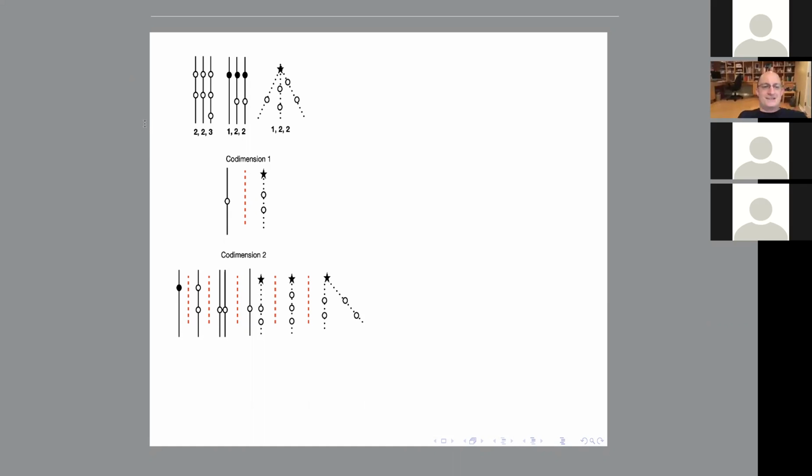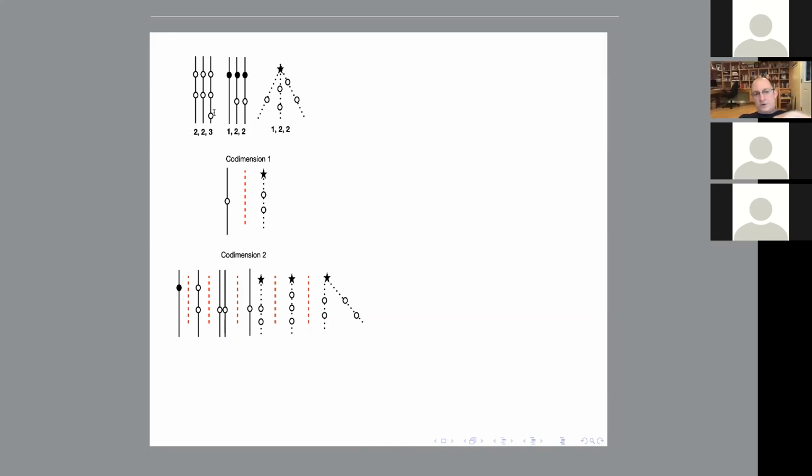Here is the partition 2, 2, 3, the partition 1, 2, 2, and the partition 1, 2, 2. What you do is you fix some number of general lines. In this case, my partition has 3 parts, so I fix 3 general lines. And then on each line, I have some number of points varying, and the number of points varying is determined by the parts. So you fix one line and you have 2 varying points on the line. You fix another line and you have 2 other varying points on the line, and another line, and there you have 3 varying points.